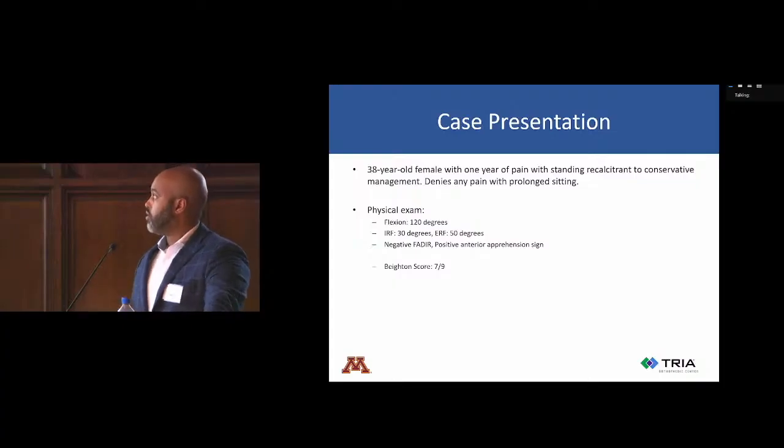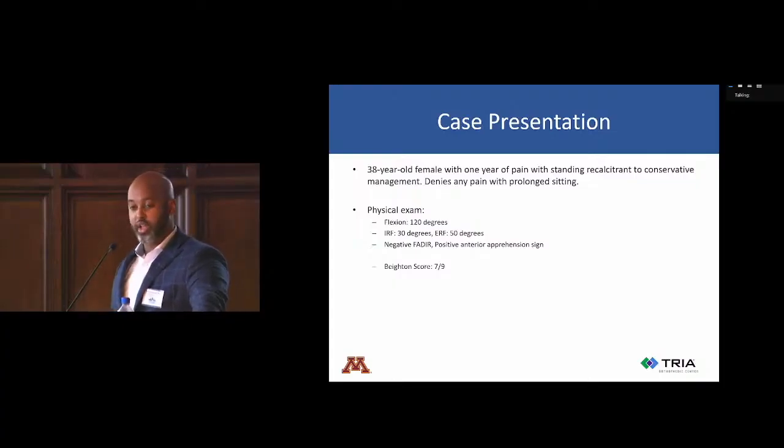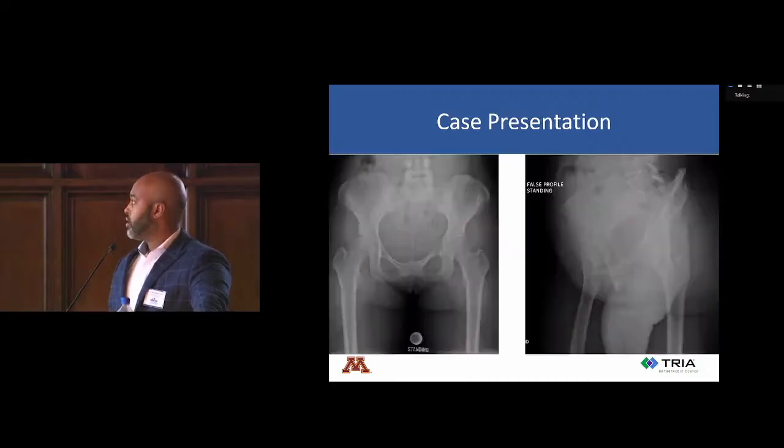This is a 38-year-old female with long-standing right hip pain, recalcitrant to conservative management, with pretty benign internal and external rotation, negative FADIR, no pain with sitting, but a high Beighton score. These are her images.